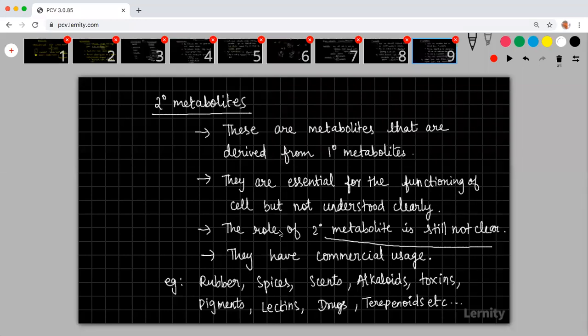So for example, you talk about eucalyptus oil. Eucalyptus oil is not going to give any benefit to the plant. We don't know why it is there in the plant, but eucalyptus oil is useful for us, so we are making use of it. That's all. So eucalyptus oil is a secondary metabolite. Okay, so thank you. With this, we'll wrap up today's class.